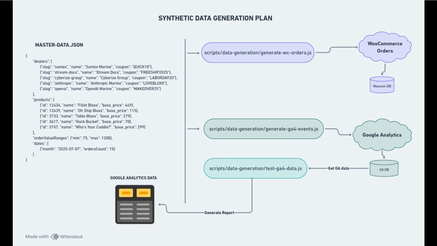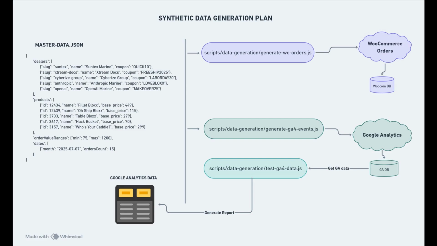But here's the challenge we discovered. WooCommerce was easy. We could explore the data structure using Postman and understand exactly what order data looked like. But Google Analytics? That was a black box. We had no way to preview the event structure or understand what data we'd actually be working with. So we created a 3-script solution.